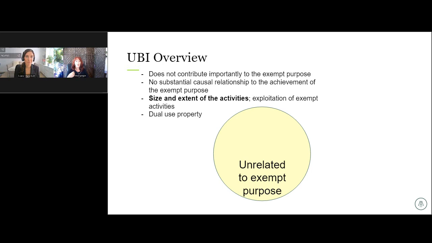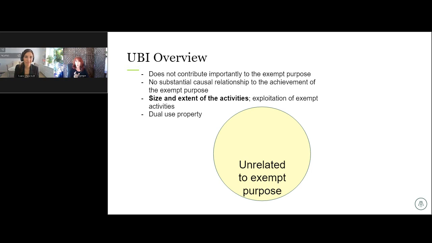Exploitation of exempt activities we often see with use of intangibles created by the exempt organization. So their name, their reputation, their mailing list. We can make the argument that some of that's royalty, but if it's being sold, often that will result in an exploitation analysis that needs to be done.